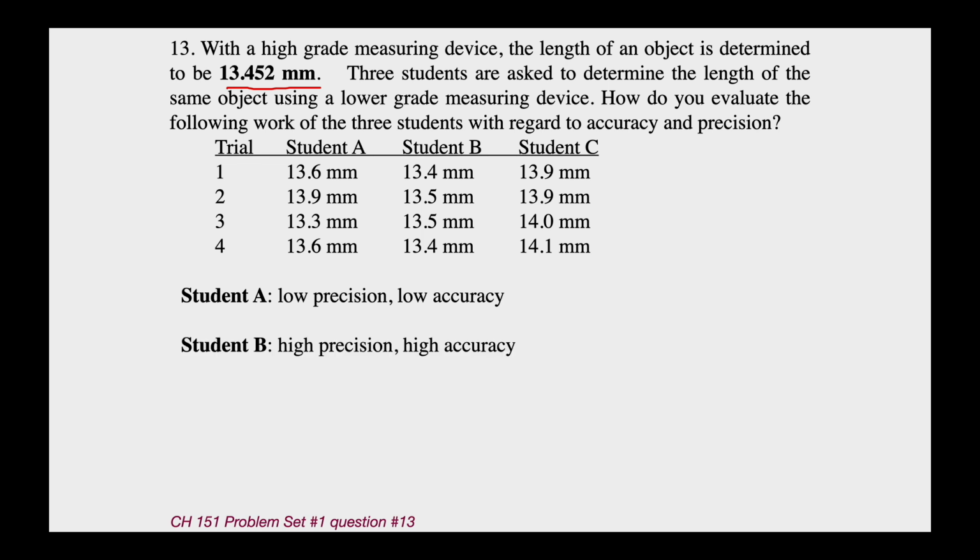Now, student B, on the other hand, high precision, all the numbers very close to each other, and also high accuracy. They were close to the actual number. Student B did a great job. Student B is what we strive for, right?